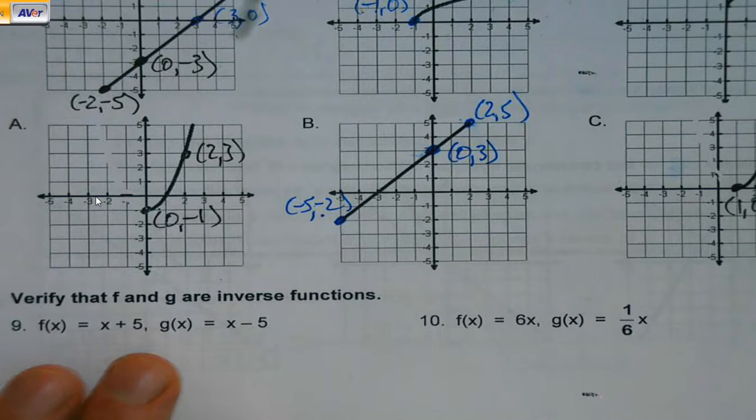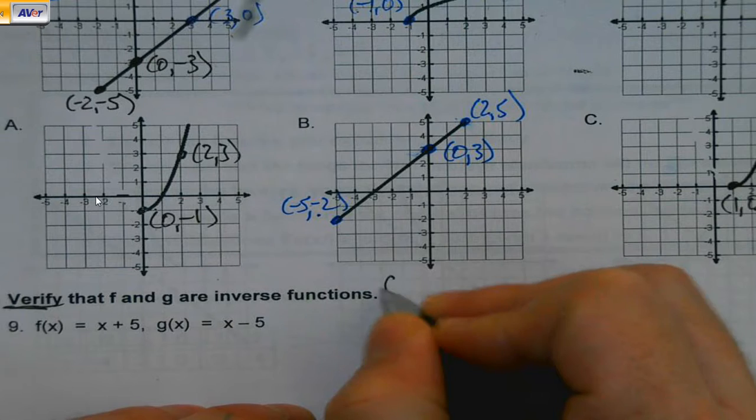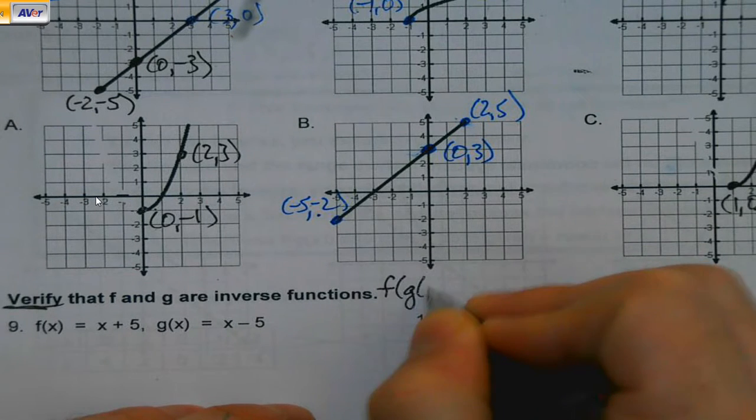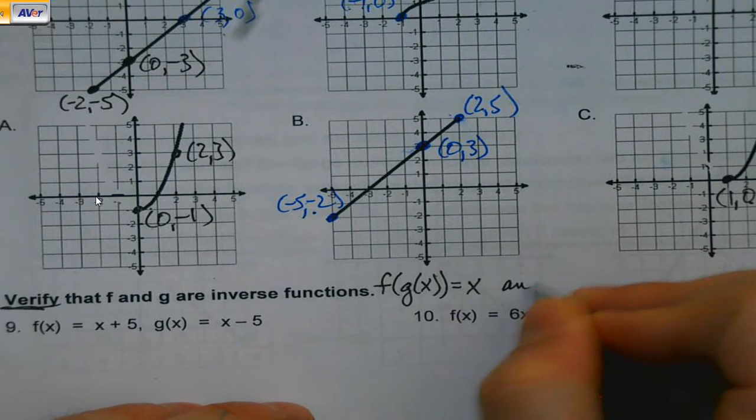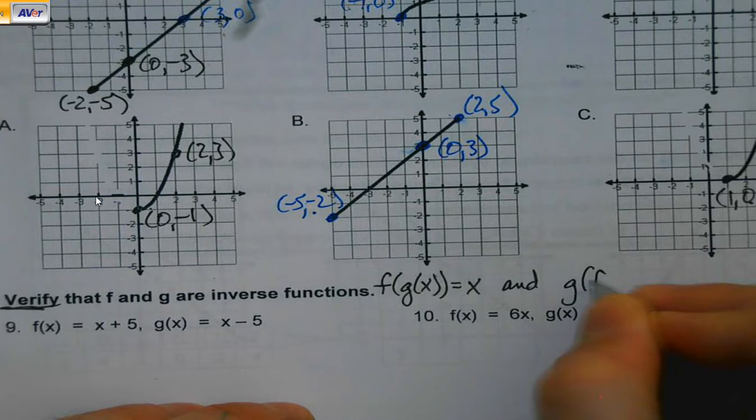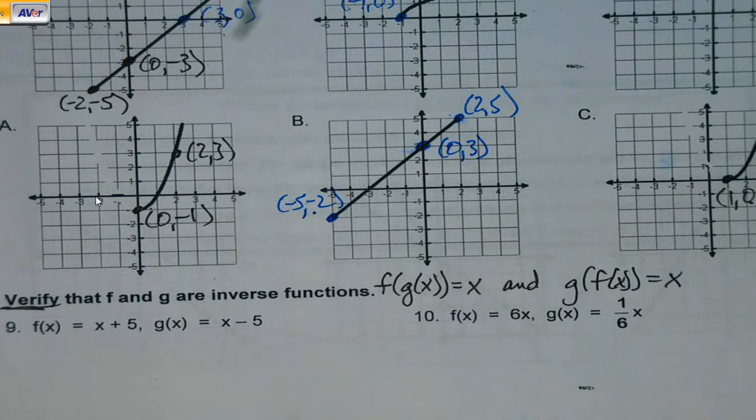So then we get to the part that we haven't talked about yet. Verify that f and g are inverse functions. Okay, here's how this is going to work. We've got to prove that f of g of x, so like, oh crap, compositions are back, and g of f of x, that both of them equal plain old x. If they equal anything else, like 3x or x plus 7, it doesn't matter, they're not inverses. So here's how this works.